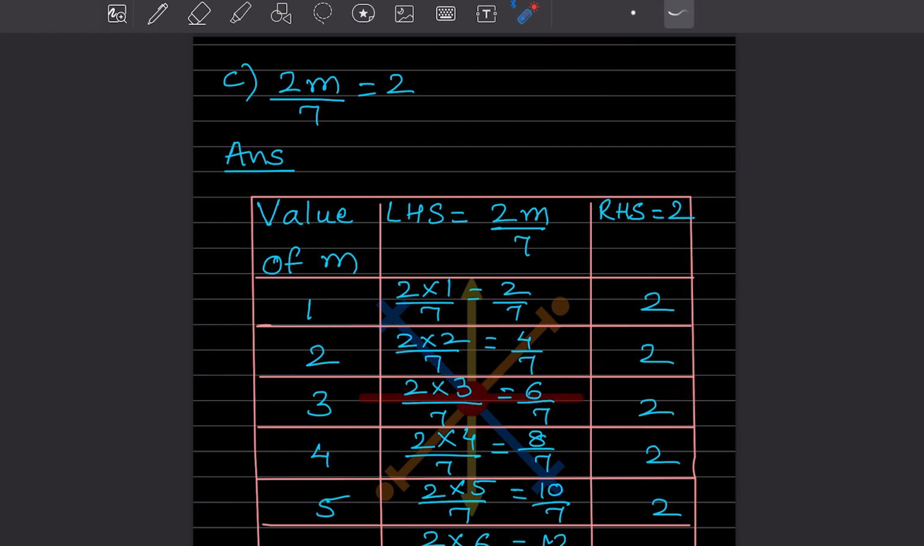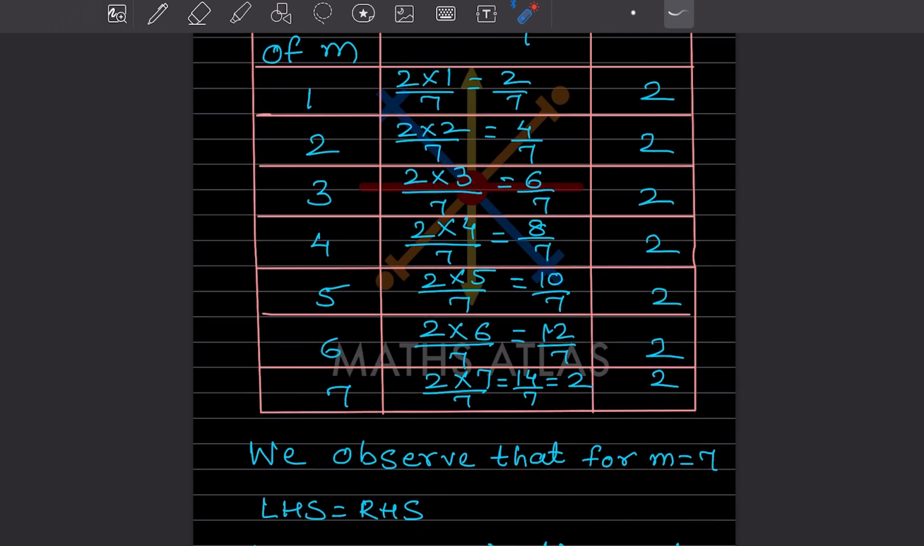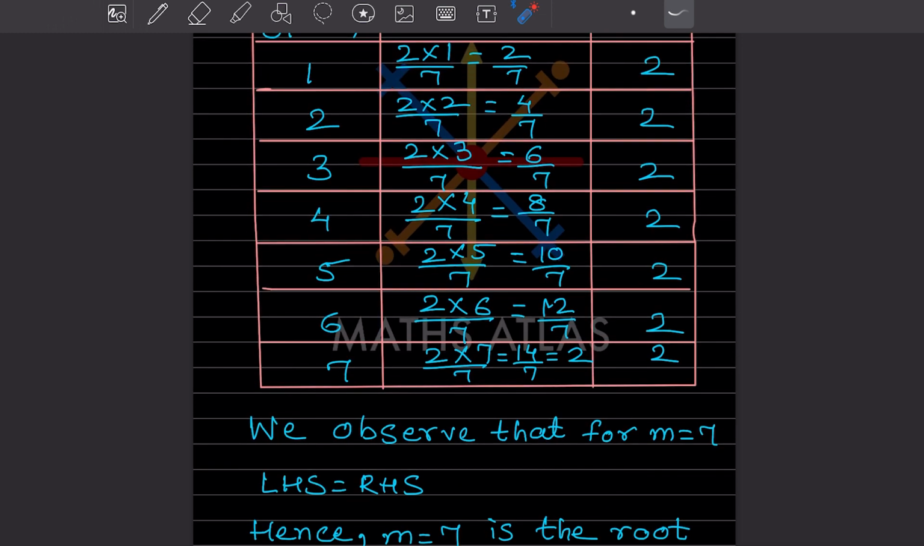Not possible. Here you will put 4, and that is going to be 8 by 7. So not possible. Now you will take 5. You're going to put here 5. 5 2s are 10, 10 by 7. And this is 2, not possible. Now what are you going to do here? This is 12. Means you are going to put 6, right? So here 12 by 7. So here is 2, not possible.